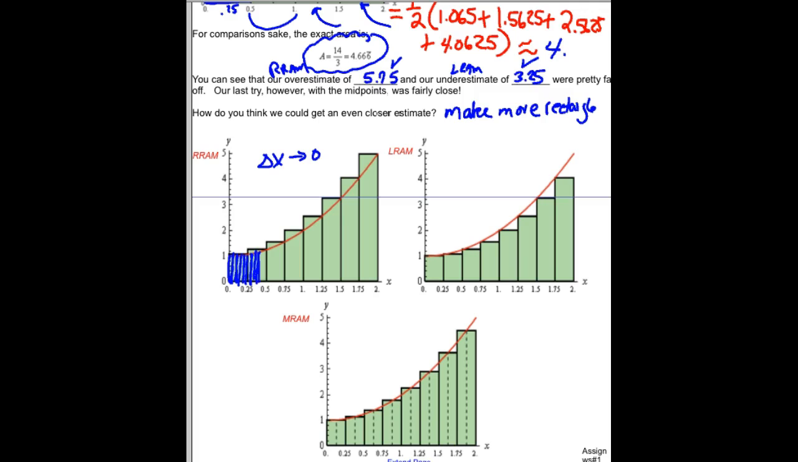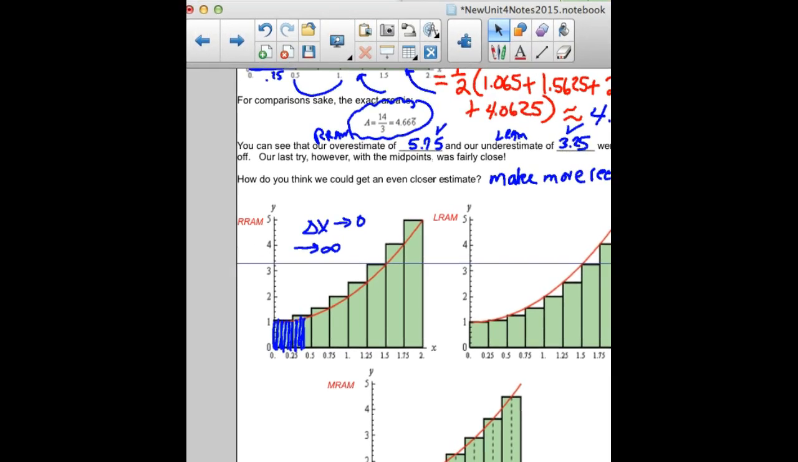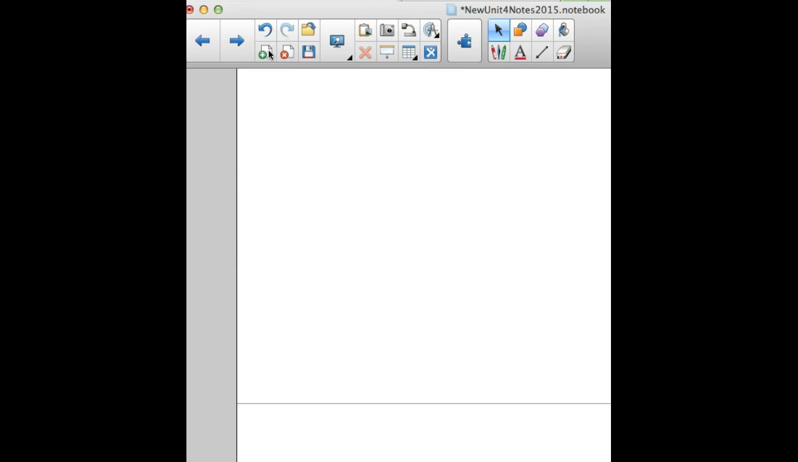You won't miss much or overestimate much. And I would tell you that as you do an infinite amount of them, you actually get the exact area. Now, would I ever make you do an infinite amount? No. So we're going to practice on the worksheet the process of estimating using LRAM, RRAM, and MRAM.